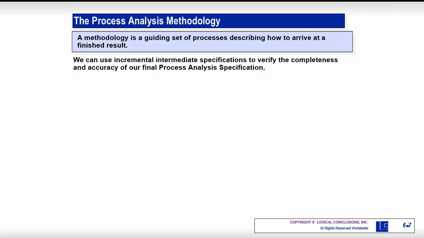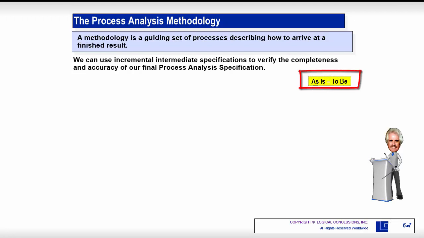So for each event, we can use incremental intermediate specifications to verify the completeness and accuracy of our final process analysis specification. Now, one of my books was on the subject of re-engineering, and during the era where that term was most popular, many books talked about producing 2 main deliverables. For example, an as-is and to-be view of the organization. Unfortunately, this to me was analogous to going from an old design to a new design without doing a valid analysis in between. A colleague of mine, Tom DeMarco, recommended a better progression of specifications in one of his books.